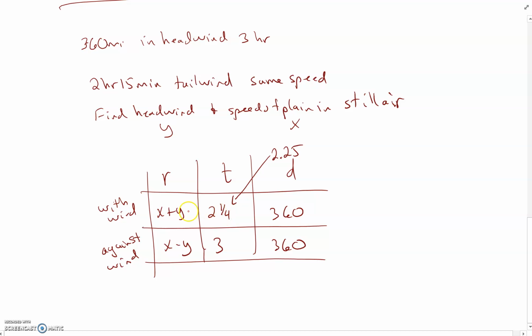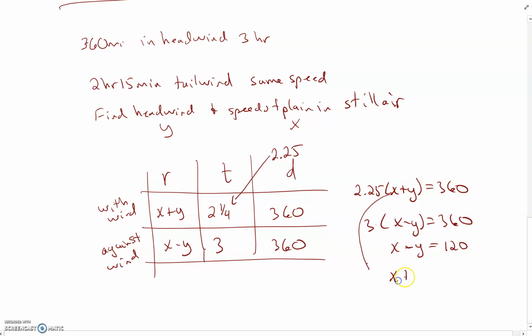So 2.25 times (x plus y) equals 360. 3 times (x minus y) equals 360. And we just have to solve. For the second one, I'm going to divide by 3. Look at that, that cleans it up really nice. And the first one, I'm going to divide by 2.25. It cleans that one up really nicely too.